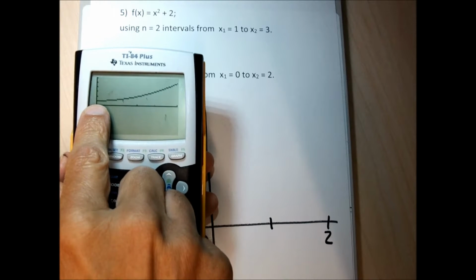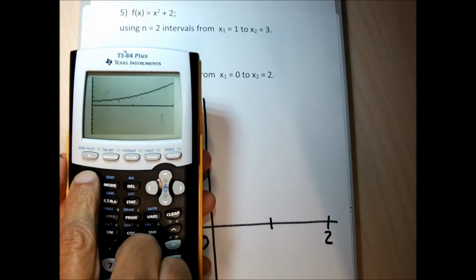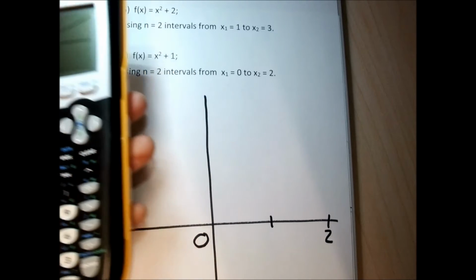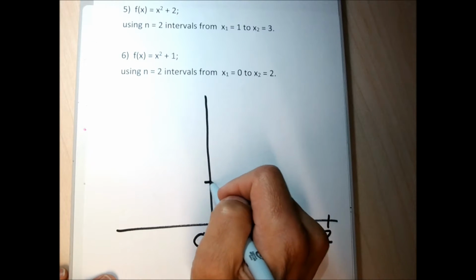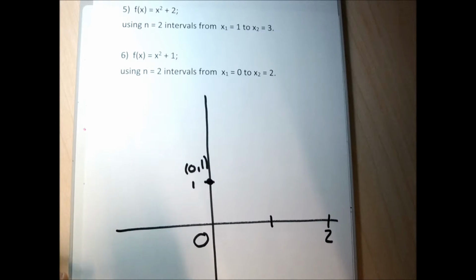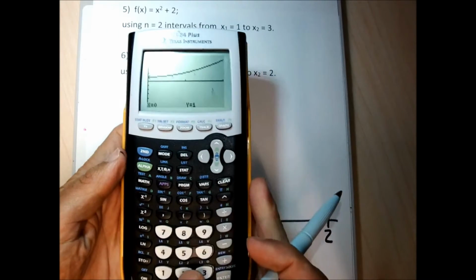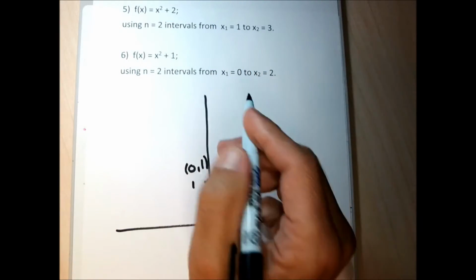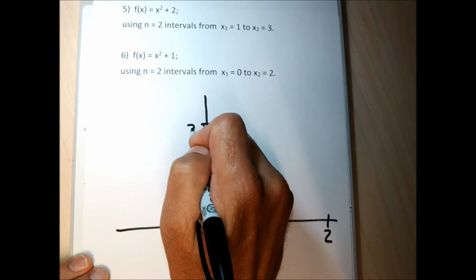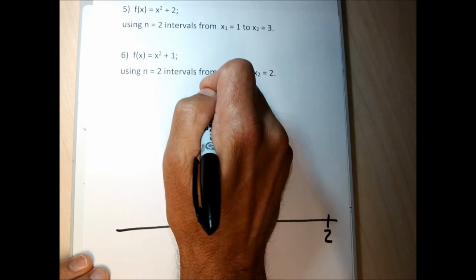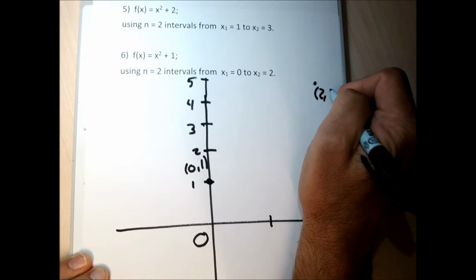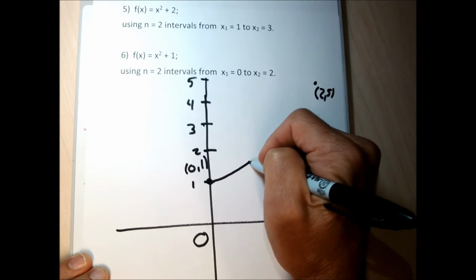I want to get the y-coordinate at 0 and the y-coordinate at 2 by going second calc value, typing in 0. So I need to plot the point 0, 1. And I'm going to do second calc value and get the y-coordinate at 2. And at 2 it's at 5. This is 2, 3, 4, 5. And it should have like a curve, a little.